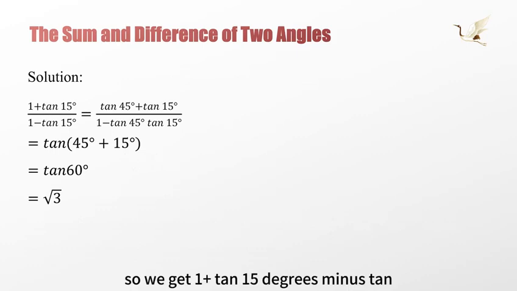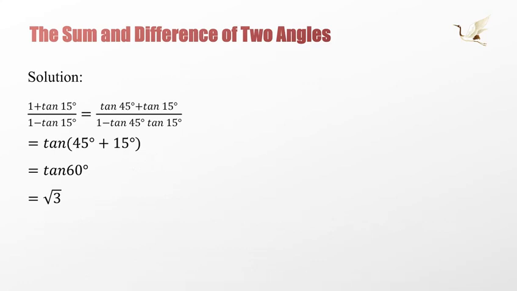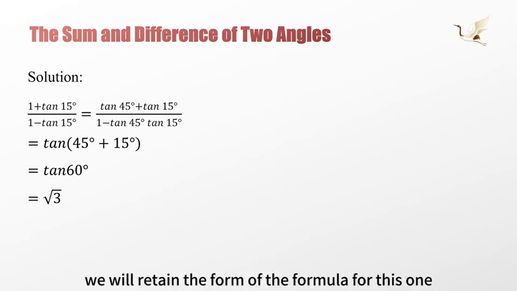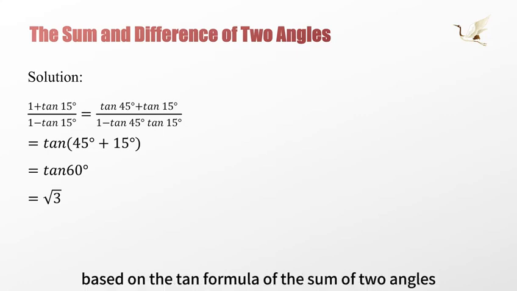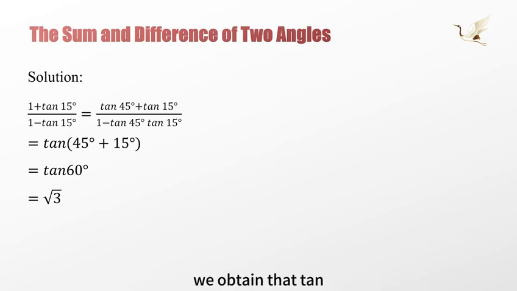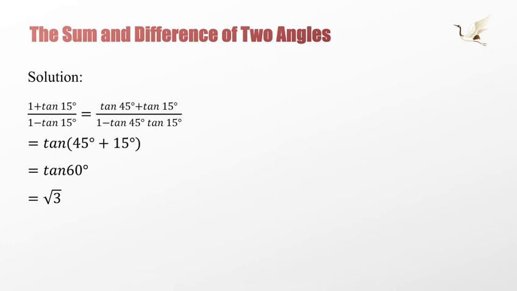So we get (1 + tan 15°)/(1 − tan 15°). We convert the 1 to tan 45°, so the numerator becomes tan 45° + tan 15°. We retain the form of the formula for the denominator: 1 − tan 45° tan 15°. Based on the tangent formula of the sum of two angles, we obtain tan(45° + 15°) equals tan 60°, which equals √3.